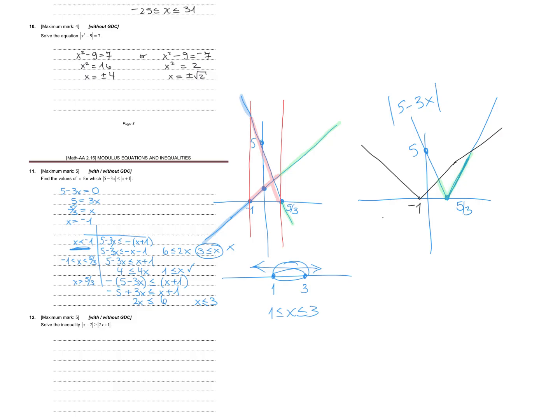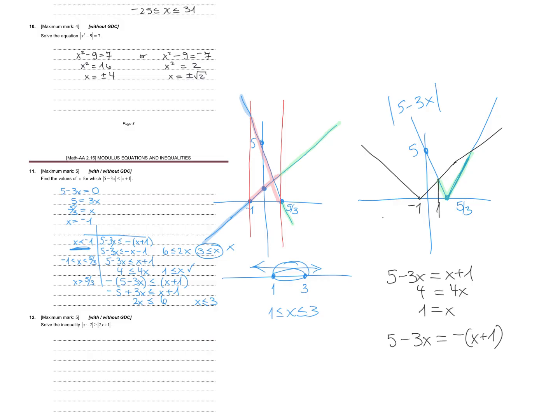So we need both of those intersections. And how you find those intersections is you do 5 minus 3x equals x plus 1. And 5 minus 3x, one of them has to be negative, and I'll just make it this side. Okay? So here we're going to have 4x equals 4, so x is 1. That's this intersection.